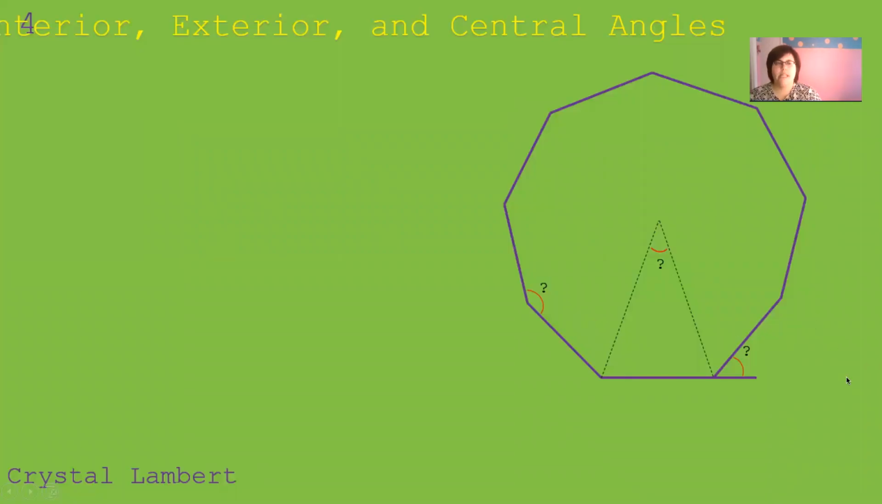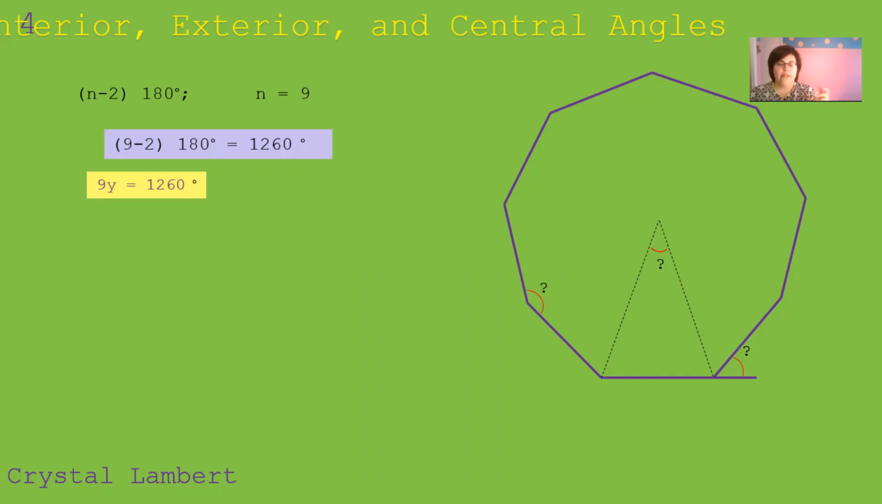Next, we're wanting to determine the interior, exterior, and central angles. So once again, we need to use the formula n-2 times 180 degrees. In this shape, we have 9 sides. So we're going to insert 9 for n, and n is our number of sides. 9 minus 2 is 7 times 180 gives us 1,260 degrees. So we're going to divide each side by 9.